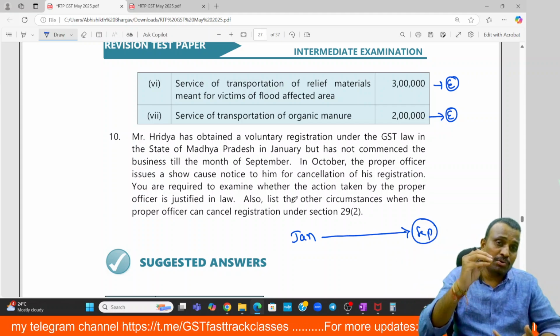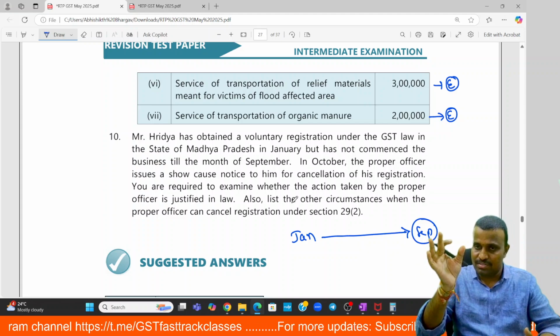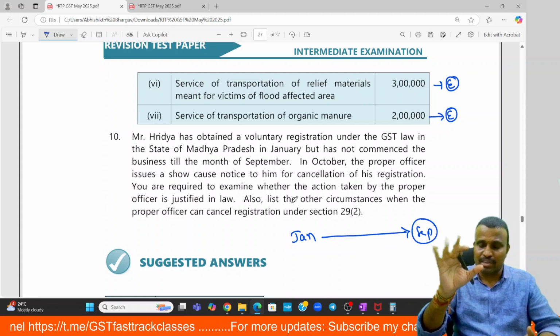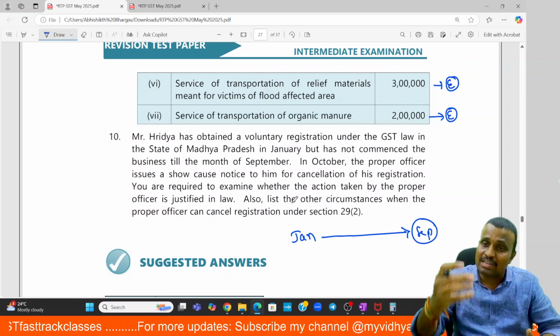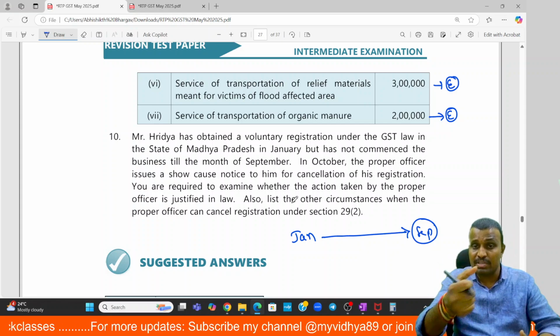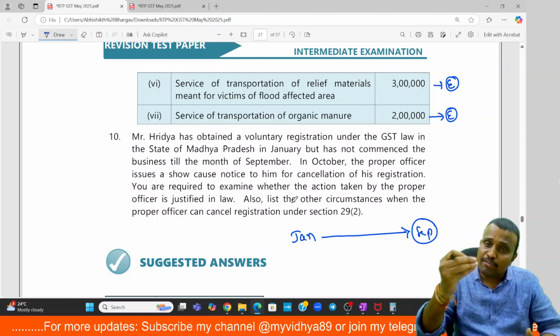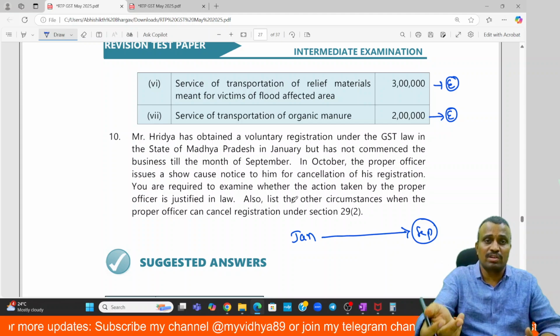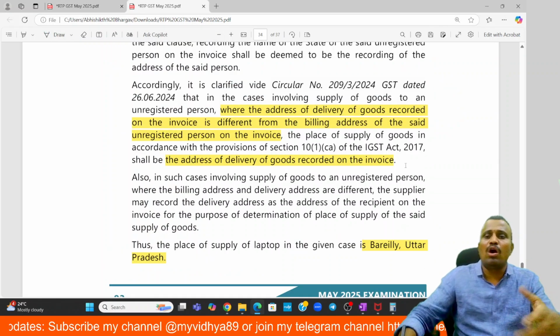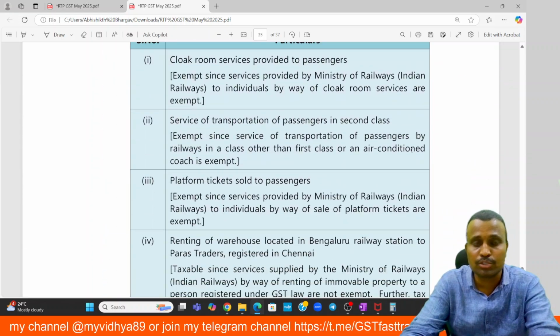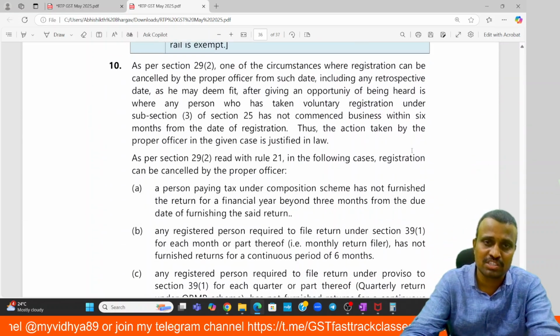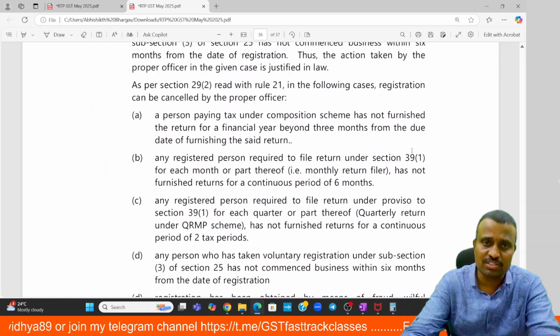And next, if you are doing any unlawful activities, if you are not doing the supply of goods or services from the registered premises, and if you are not issuing the invoices, all these are the grounds where the proper officer gets the right to issue the show cause notice for cancellation of the registration on a suo moto basis.